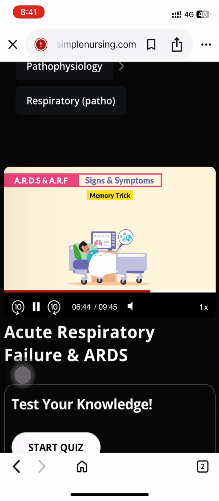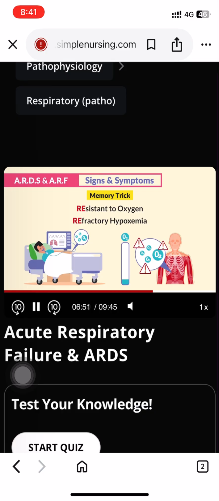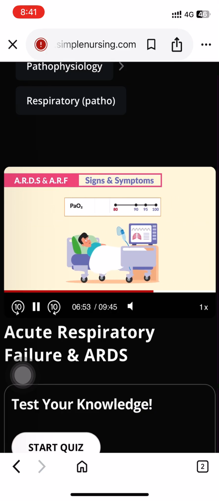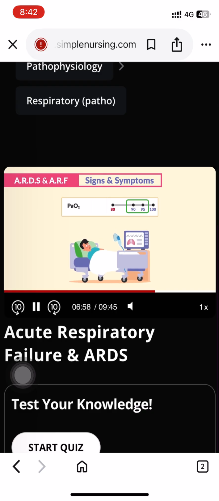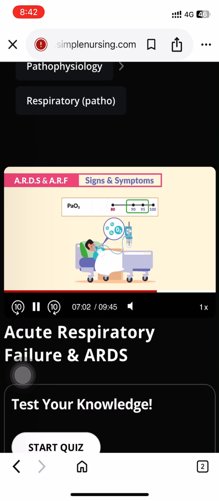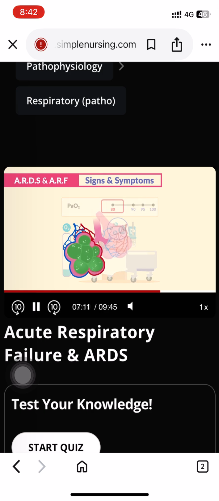So the memory trick, just think the body is resistant to oxygen in refractory hypoxemia. So for example, a patient's O2 level drops from 95 to 90. So naturally, we're going to put some high flow oxygen via non-rebreather. But what if that oxygen level keeps on dropping into the 80s despite the oxygen delivery? Well, this is what happens in ARDS. Since in ARDS we have hard lungs, and that hard lung cannot exchange oxygen.